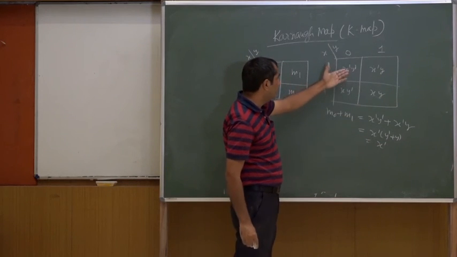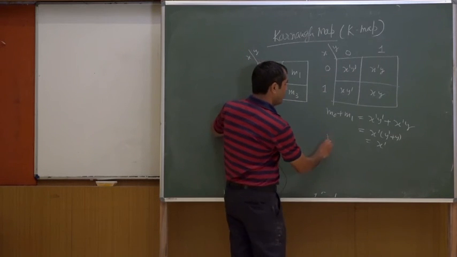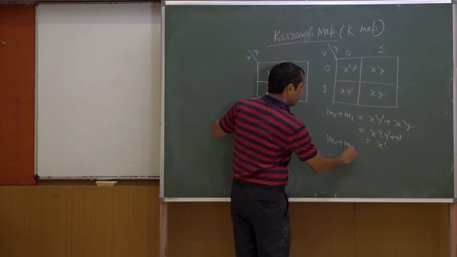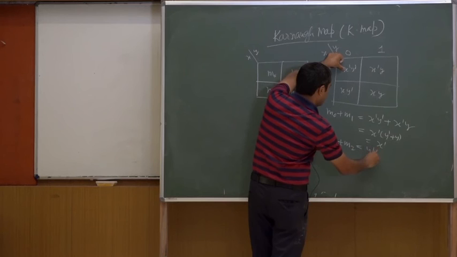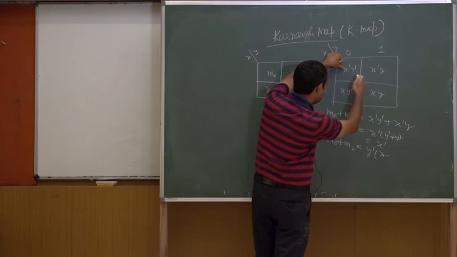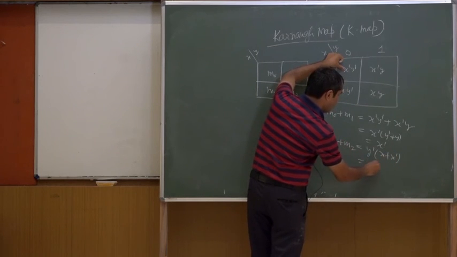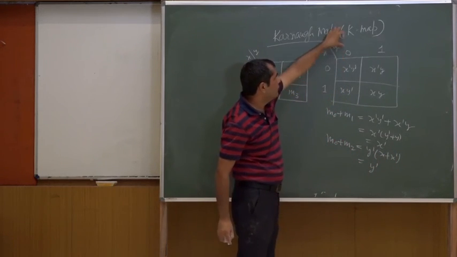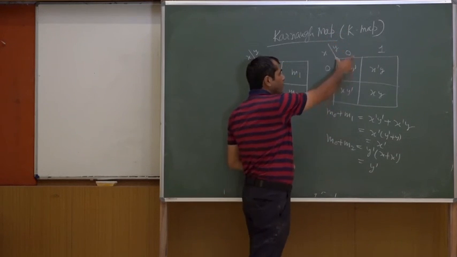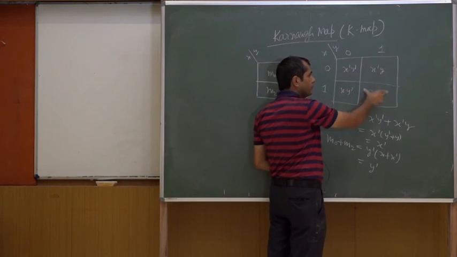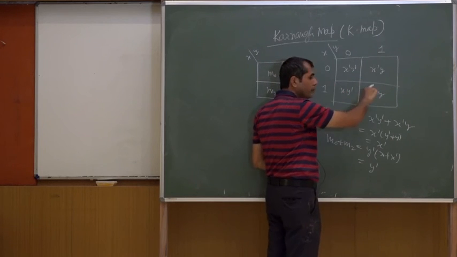Now just add m0 plus m2. What do you see? In the two min terms, y bar is common, x bar plus x, so simply we get y bar. Y bar means what? You see here, for y equal to 0. So this column represents y equal to 0, this column represents y equal to 1, this row represents x equal to 0, this represents x equal to 1.